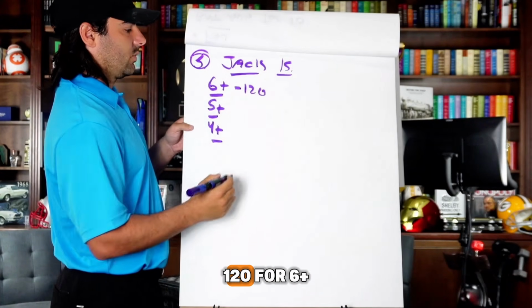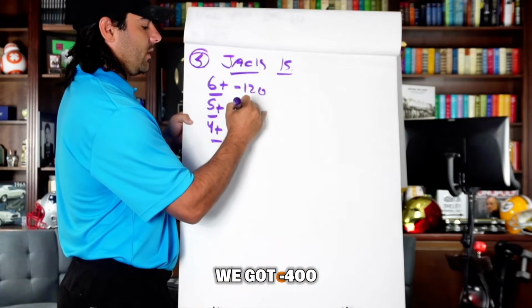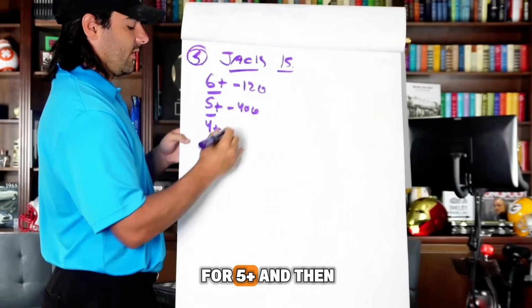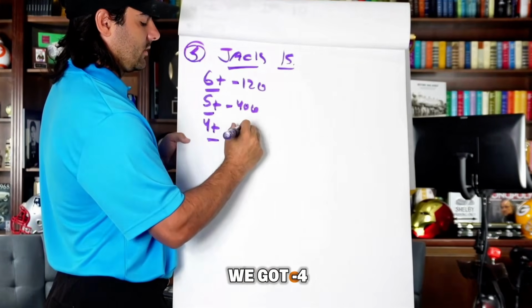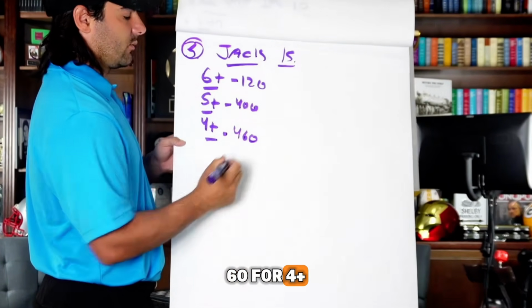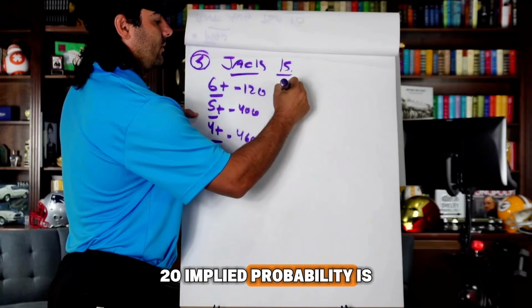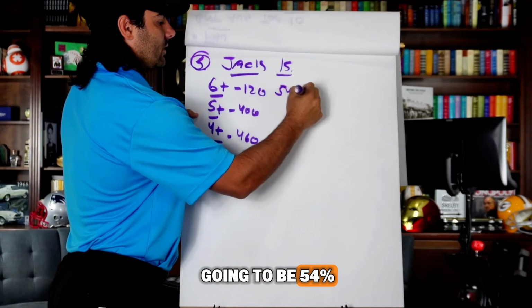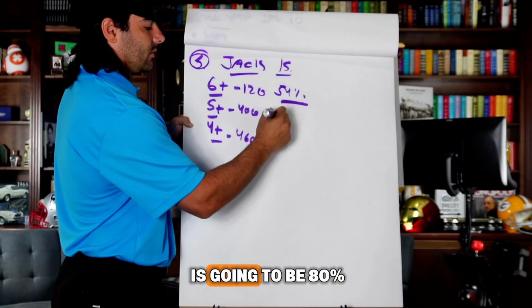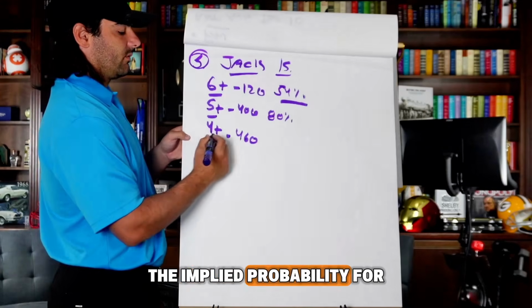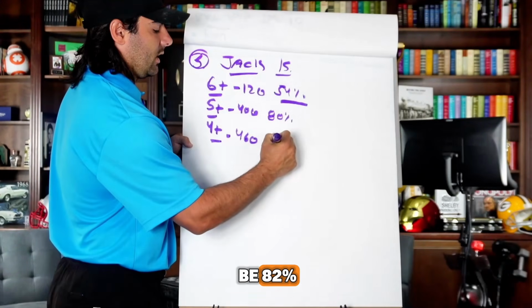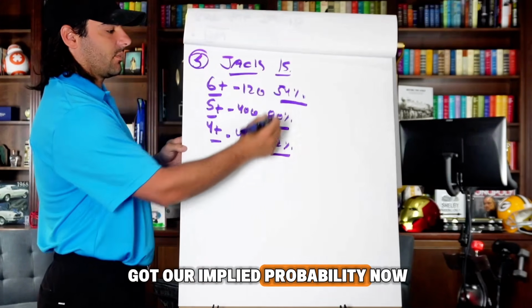Now let's go ahead and put down the odds for these. We've got minus 120 for 6 plus, minus 400 for 5 plus, and minus 460 for 4 plus. Now let's write down the implied probability. The minus 120 implied probability is going to be 54%. The implied probability for 5 plus is going to be 80%. The implied probability for 4 plus is going to be 82%. So we have our implied probability now.